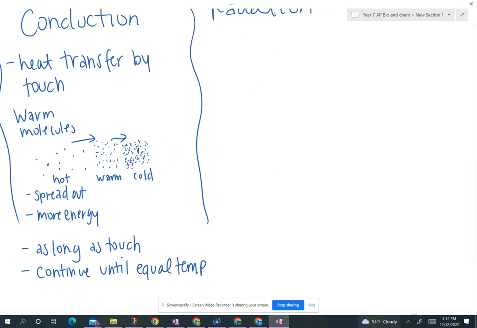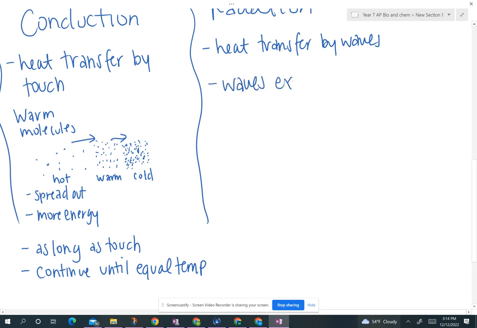Radiation is heat transfer by waves. So the sun is a great example. You'll notice that in convection and conduction, you got to be right next to that heat source, literally almost on top of it. Radiation is that transfer through waves. So the waves excite those molecules. And again, a faster molecule is a warmer molecule.